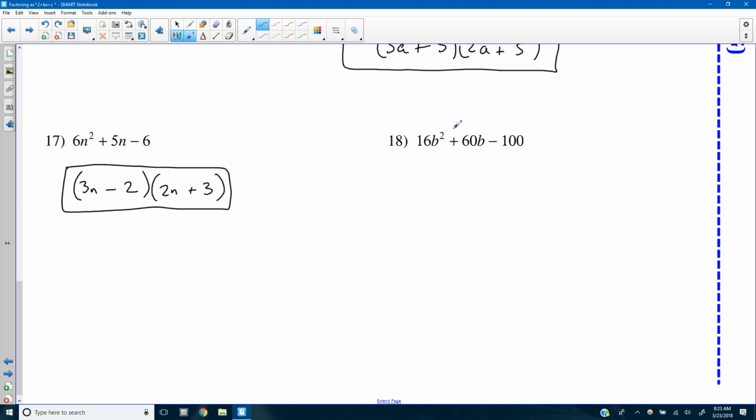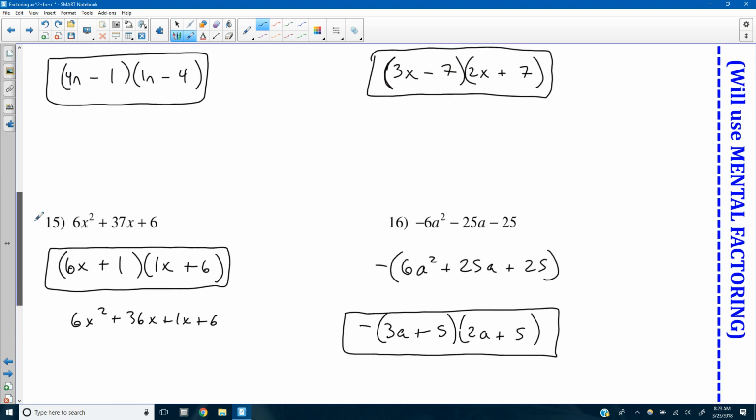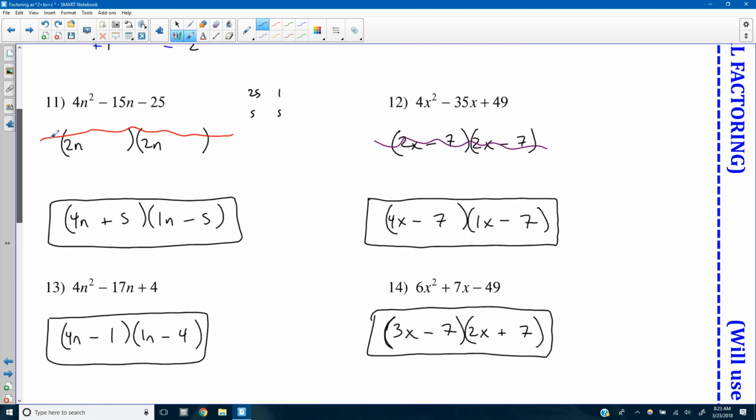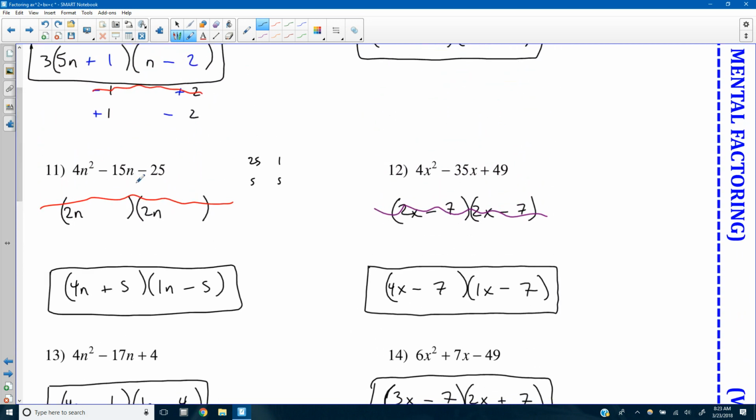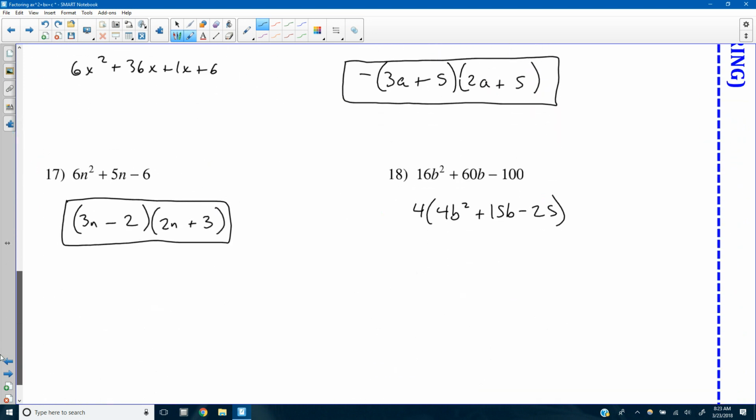All right, number 18. Hopefully you divide something out here. These all divide by, it looks like the most they divide by is 4. I was going to say 8, but these don't divide by 8. So 4b squared plus 15b minus 25. Did we have 4b squared? Hey, look at this. 4n squared minus 15n minus 25. I'll show you how we can then get the answer here.